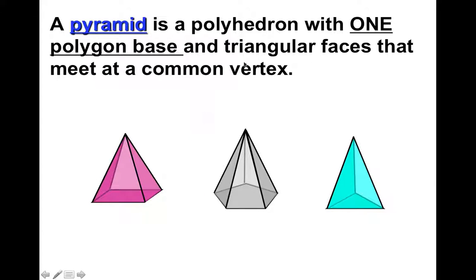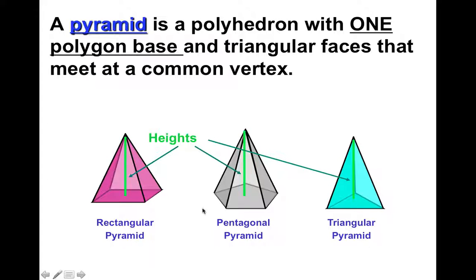Alright, a pyramid is a polyhedron with one base, one polygon base, and triangular faces. So all the lateral faces, or all the other faces, are triangular, and they meet at a common vertex. So all the faces rise up and meet at this common point. It's called a vertex. That's a rectangular pyramid. This is a pentagonal pyramid because the base is a pentagon, and this is a triangular pyramid because the base is a triangle. Here's the height line.